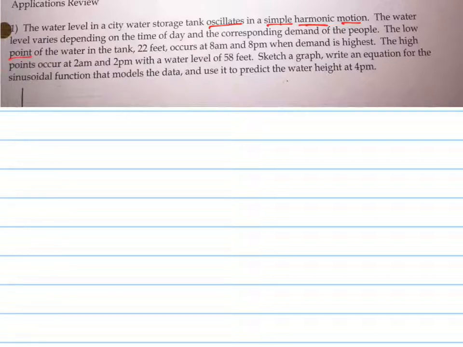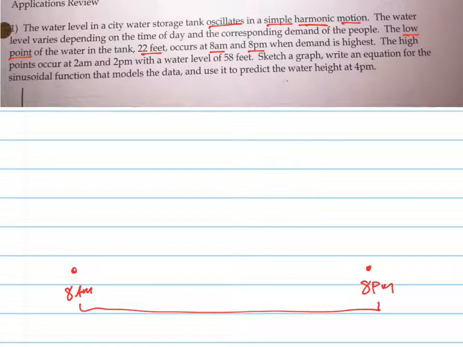The low point, so that's going to be an important part of the water in the tank, 22 feet, occurs at 8 a.m. and 8 p.m. So that tells you that that's your period. The low point occurs at 8 a.m. and 8 p.m. So that tells you what your period length is, which is 12 hours. That's one period.